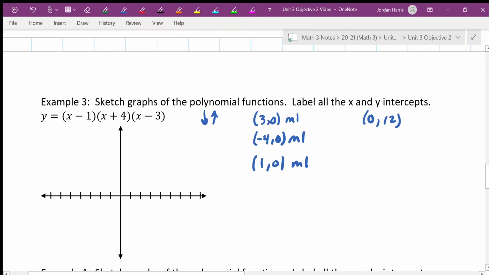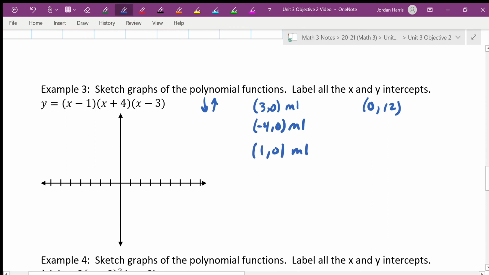And that's it. So I always start with the x-intercepts. So 3, 0, negative 4, 0, and positive 1, 0. And we have to think. Since they're all a multiplicity of 1, that means I'm going to pass through each one. We start down, so wherever my furthest left point is, I'm going to put a little mark down here. And we end up, so wherever my furthest right point is, I'm going to put a little mark up here. So I remember down to up.